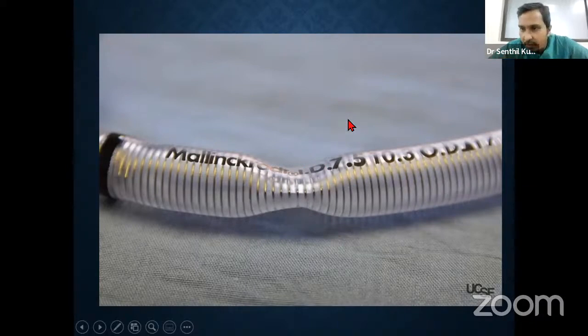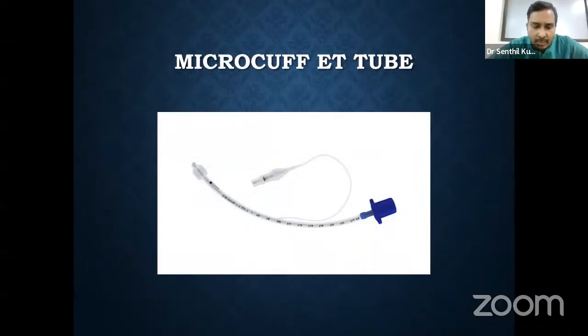So remember, the most important point is whenever you are using a flexometallic tube for a patient, you are supposed to put a bite block or airway. That is very mandatory. So now coming to the other important invention, which I feel is the micro cuff tube.